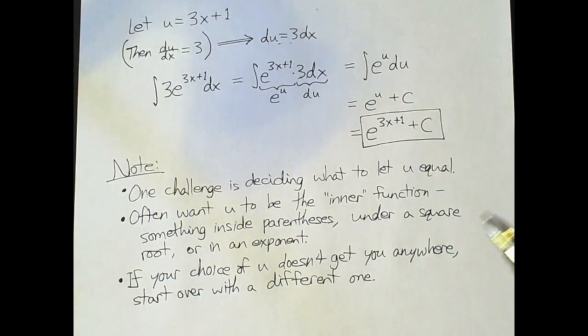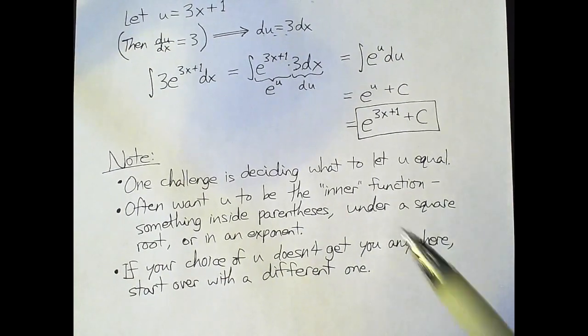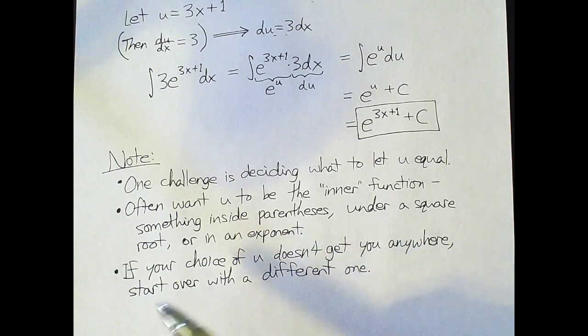Basically, I'm saying that deciding what to let u equal is a challenge in some problems, because you might get a problem that looks like it has two different inner functions, and then you have to decide which one is going to be u and which one is not. Or you might get a problem that doesn't have any parentheses or square roots or exponents, and it still could be a substitution rule problem. So if you try something for u and it doesn't seem to be working, you can't really force it to work. If it's the wrong choice of u, it's just not going to work, and you need to take a step back and start over with a different choice.